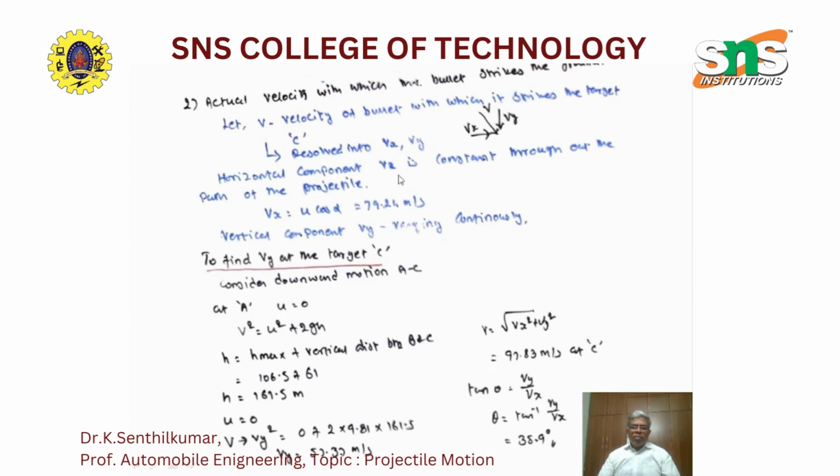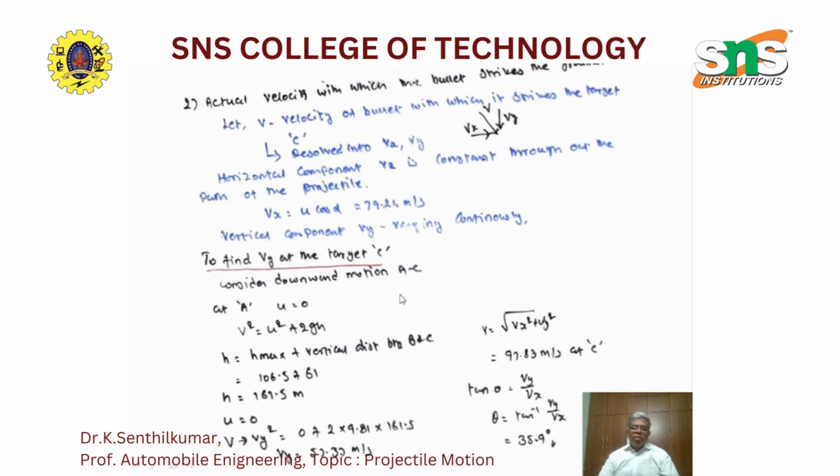The horizontal component of velocity is constant throughout the flight of the projectile. So Vx is equal to u cos alpha, that value is already arrived at, 79.24 meters per second. The only thing is we need to find the vertical component of the velocity because it's varying continuously, to find Vy at the target C.